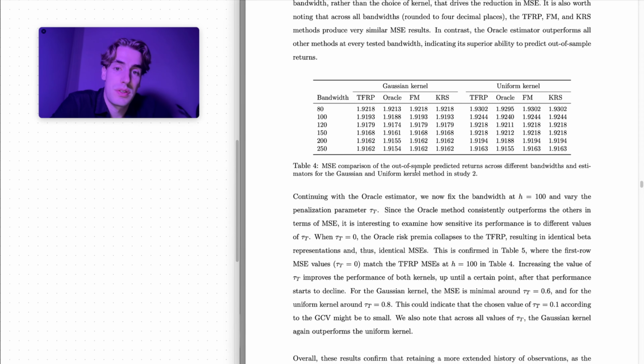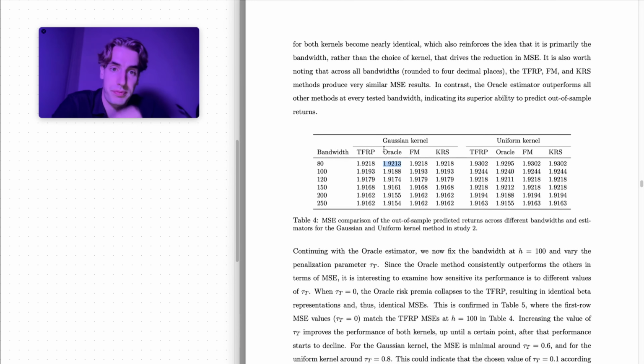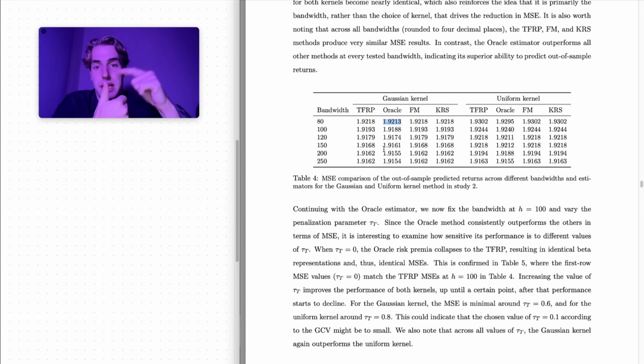So then we obtain this. What we see is that the Oracle risk premia always outperforms, because it has the lowest mean square error for all of the different methods, in the Gaussian but also in the uniform. If we compare the Gaussian to the uniform, we always see that the Gaussian obtains lower mean squared errors, which is positive. What we also observe is that as the bandwidth gets bigger, the mean square error decreases. So what we learn: bigger bandwidth is better, Oracle risk premia is always the best, and the Gaussian kernel actually is a good method.